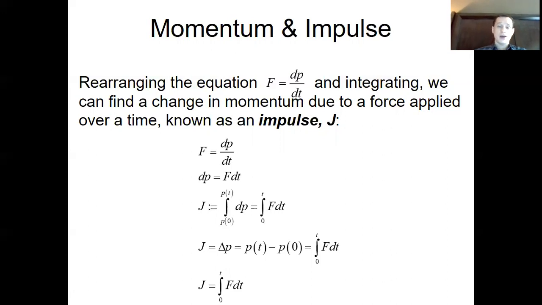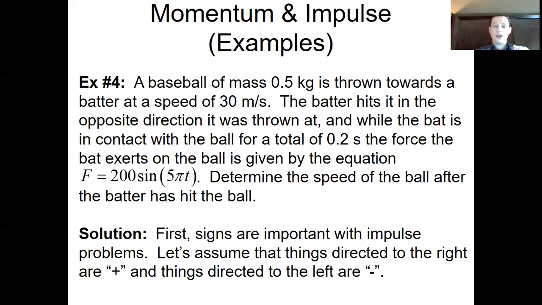Okay. All right, so here's a good example for you. It's a classic one. A baseball is thrown, it's got a mass of 0.5 kilograms. It's thrown towards a batter. So here comes this baseball with a certain speed, okay? It's got a mass, it's got a velocity. That's what we can find its momentum.